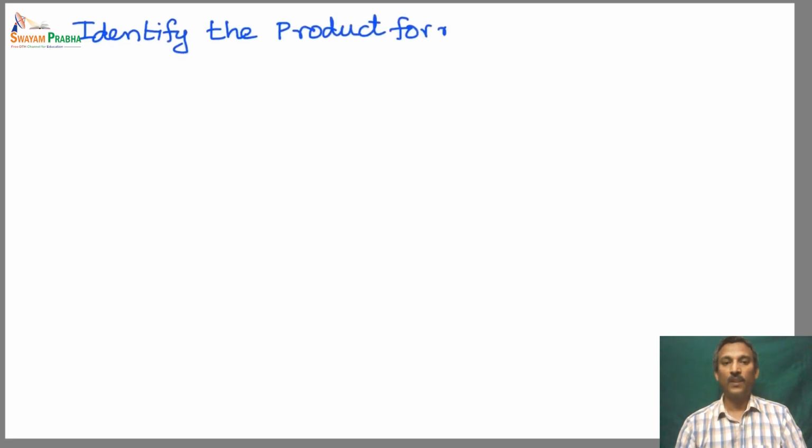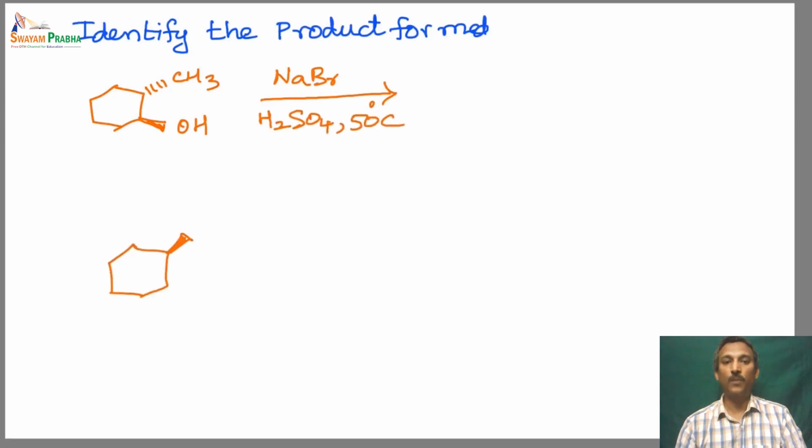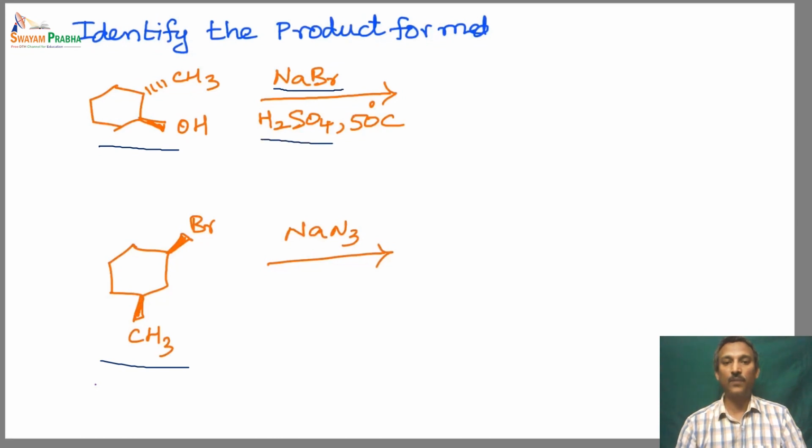So now let us look at what products are formed in these two particular reactions. We have one substrate here, we have another substrate here. This one is treated with sodium bromide in the presence of an acid at 50 degrees centigrade, and this substrate is treated with sodium azide, and here there is a stereogenic center. Here also we have a stereogenic center.